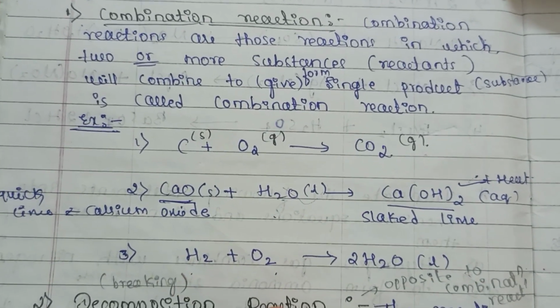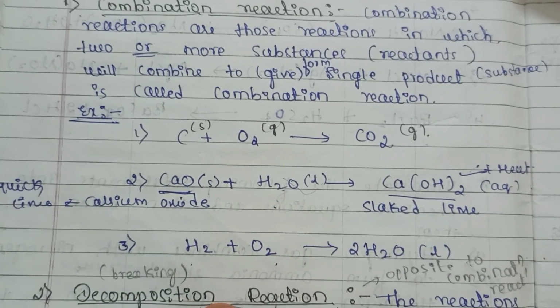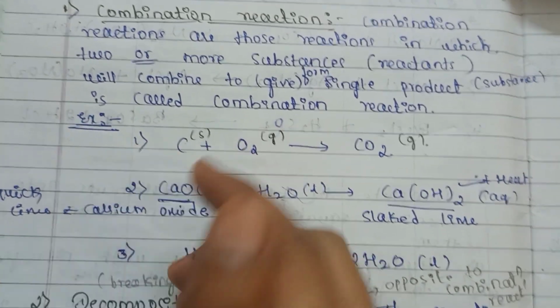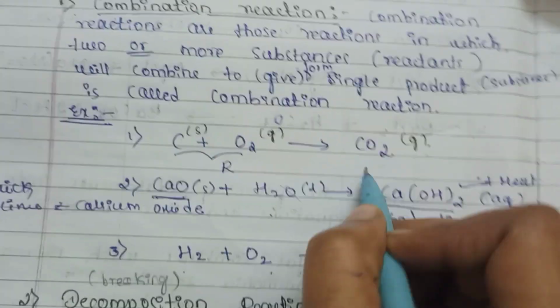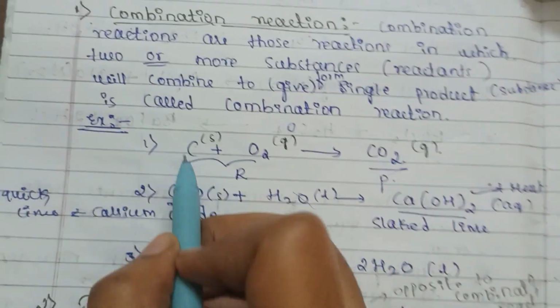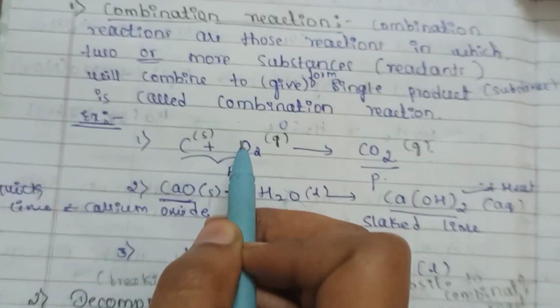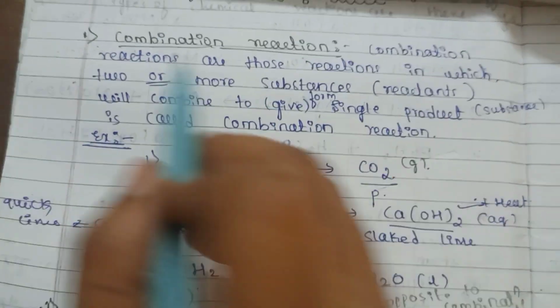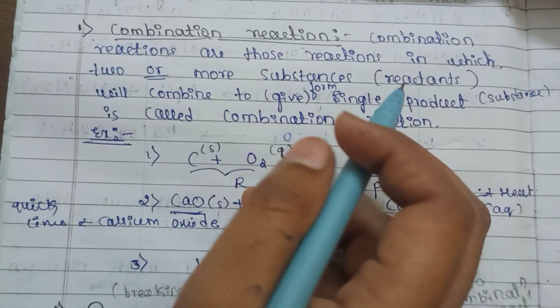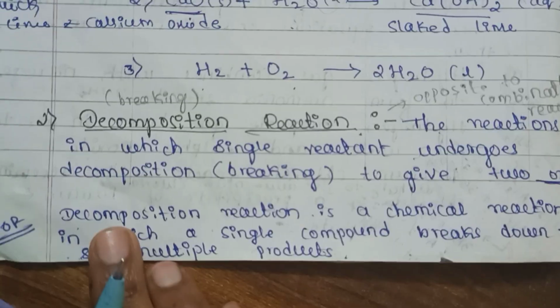So what is a combination reaction? 2 or more substances or 2 or more reactants. These 2 are reactants and this is the product. So 2 or more reactants combine and form a single product. That is what we call a combination reaction. I hope you have understood. Next we will move towards decomposition reaction.